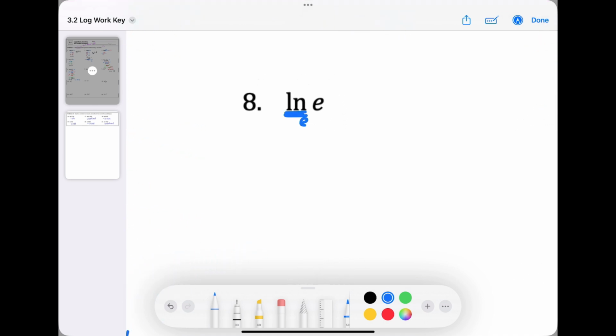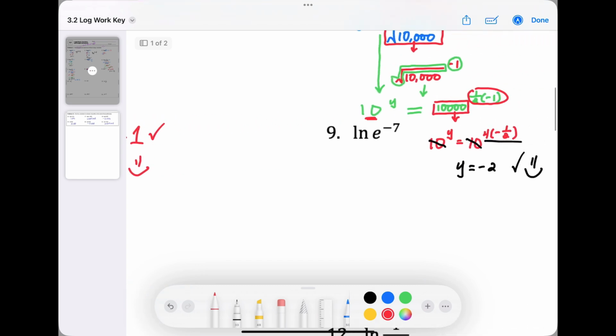Natural log here tells me the base is e. Now here it's an exponential, e to the power 1. So all about the base, the same, cancel out. What do I have left? You got 1. Believe in yourself, it's correct.